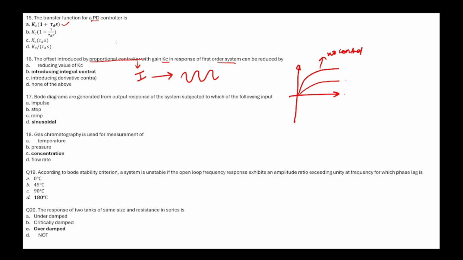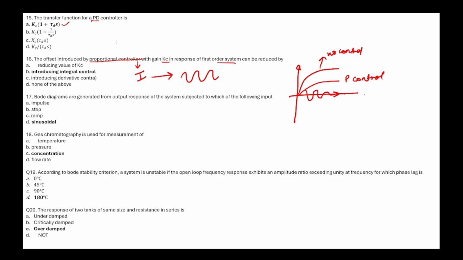Transfer function of a PD controller: proportional plus derivative, so Kc times 1 plus tau d s. That is straightforward. The offset introduced by a proportional controller with gain Kc in response of a first order system can be reduced by, okay, if you want to reduce the offset when there is only a proportional controller, we have to integrate it with an integral controller. But the drawback here is that the oscillation will increase. Suppose this is the ultimate value where I have to reach. This is for no controller: when we are not using any controller, the offset will be this. If you are using a proportional controller, it will come a little nearer to the ultimate value. But if we use PI, then ultimately it will be like this.